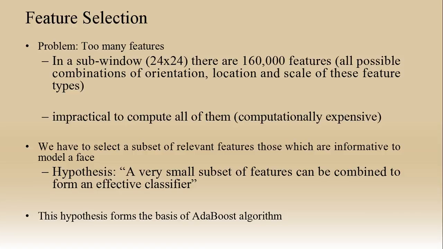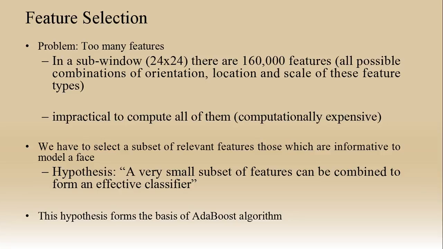Feature selection, which is our second issue while considering the Viola-Jones algorithm. The problem with feature selection is that there are way too many features. Consider a sub-window of 24 by 24 pixels. There are about 160,000 features which result from all possible combinations of orientation, location and scale of these feature types. So it's basically impractical to compute all of them, although it is possible, it's computationally very expensive. So for that we have to select a subset of relevant features, those which are informative to model a face.